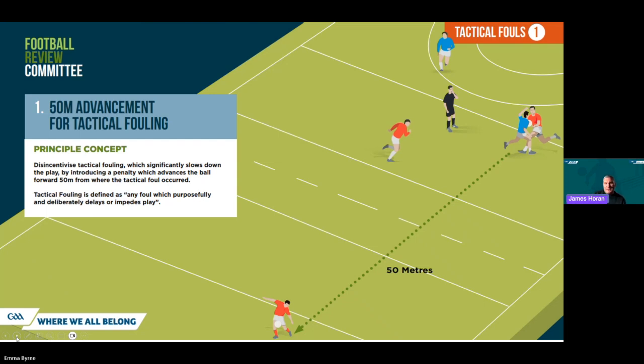So, the 50-meter advancement for tactical fouling. Tactical fouling, as we know, has been in the game quite a lot, so we looked at what we could do with it. The penalty is a 50-meter advancement, to de-incentivize tactical fouling, as it significantly slows down the game. There's a 50-meter penalty from where the tactical foul occurred. Tactical fouling is any foul which purposely and deliberately delays or impedes play. That's the definition that's on it.